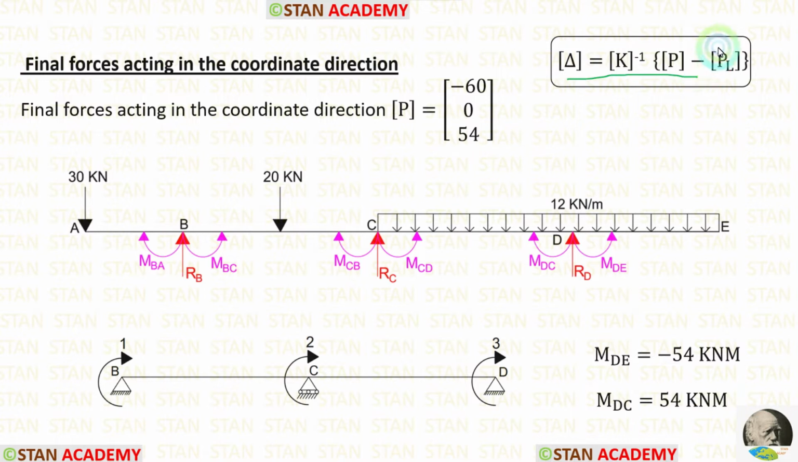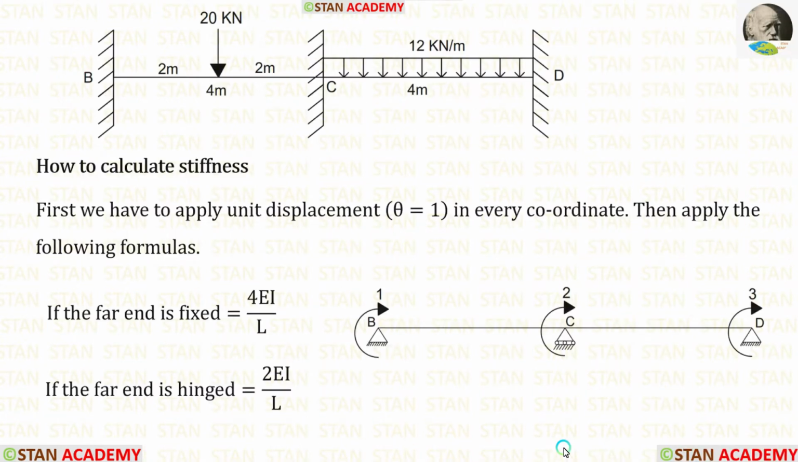In this formula, we have found the PL matrix and P matrix. Only one is remaining, that is the stiffness matrix. Now let us see how to calculate stiffness values inside the stiffness matrix. For that, we have to apply unit displacement in every coordinate. In this analysis, there are three coordinates. In the point B, C, and D, we are having the coordinates. In these coordinates, we have to apply the unit displacement.